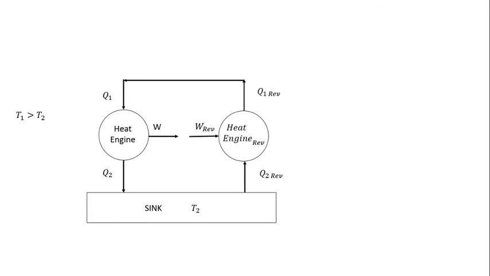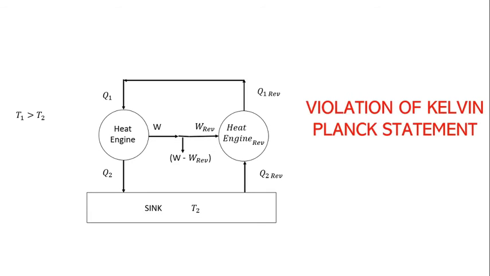So now the status becomes that these two heat engines altogether are working and producing a net work which is W minus W reversible with a single reservoir which is the sink. So this is obviously a violation of the Kelvin-Planck statement, as we have learned in the previous classes.